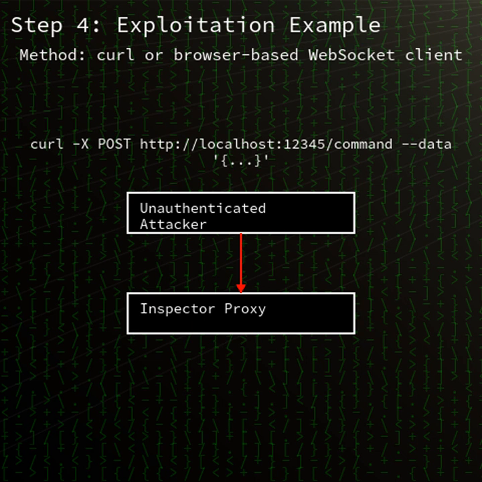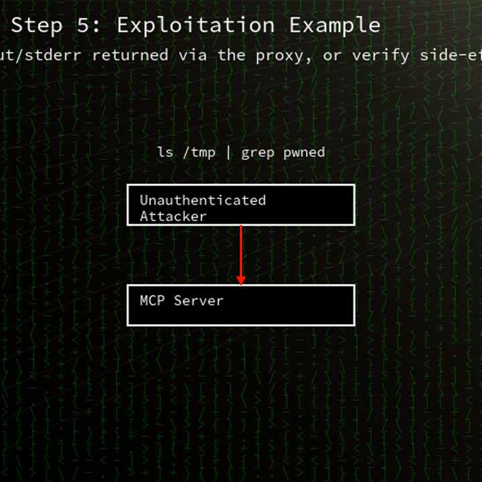In affected releases prior to 0.14.1, the MCP Inspector defines no validation for incoming connections. An attacker only needs network or browser access to the inspector proxy endpoint to send unauthenticated commands. These commands pass directly to the MCP server over STDIO, resulting in full remote code execution.